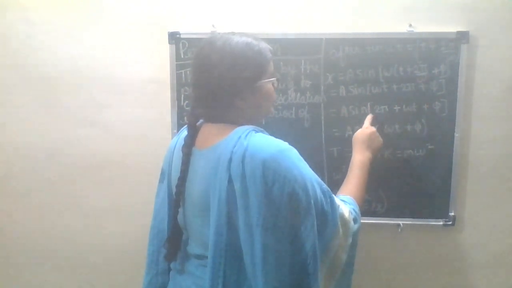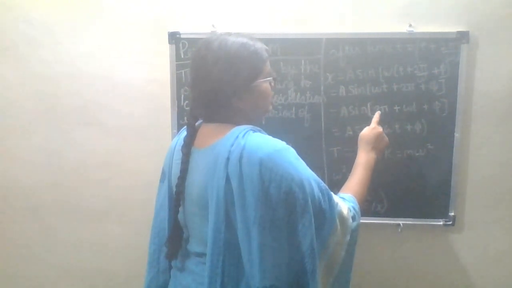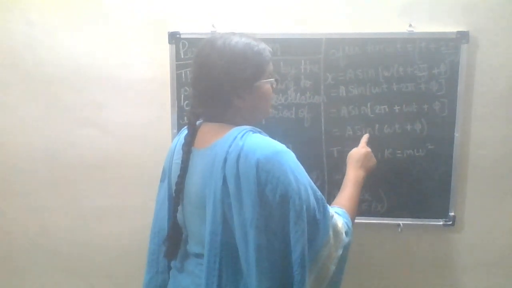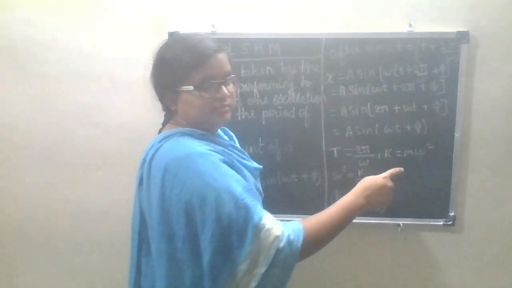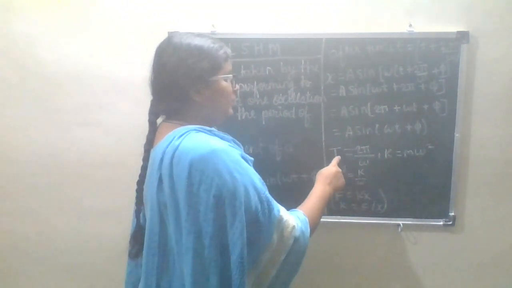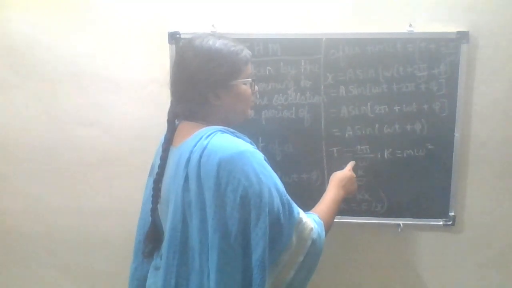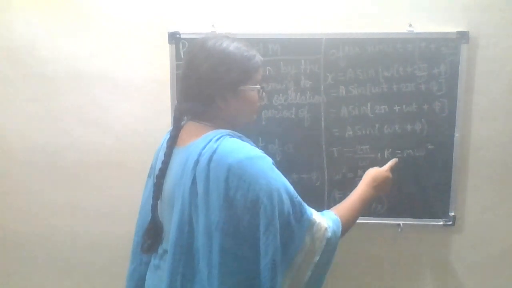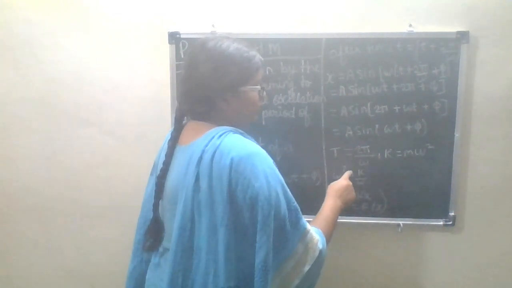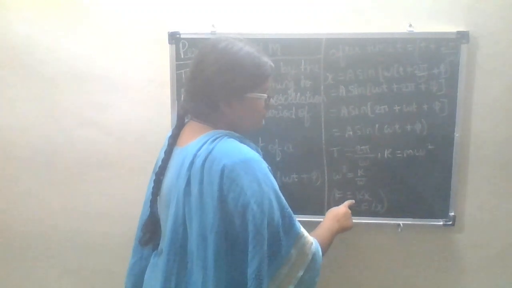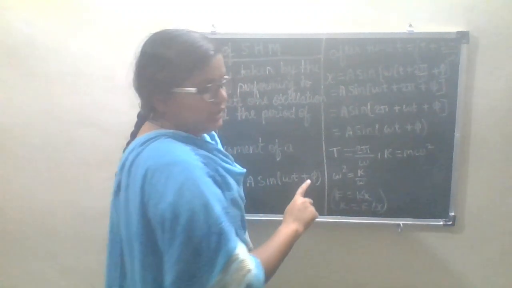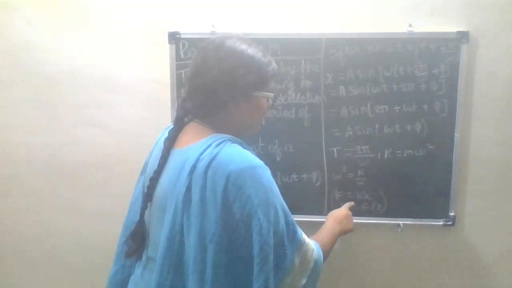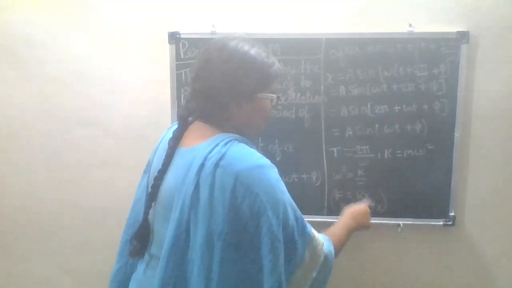Here it is sine omega sine 2 pi, so there is no change. So the answer is x is equal to a sine omega t plus phi. Then the time period T is equal to 2 pi upon omega, and we know k is equal to m omega square. From here we can write omega square is equal to k upon m, and F is equal to kx, considering only the magnitude. And k, from here, I can write as k is equal to F upon x.